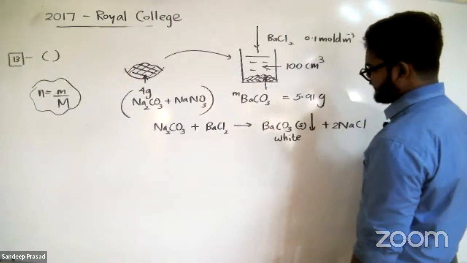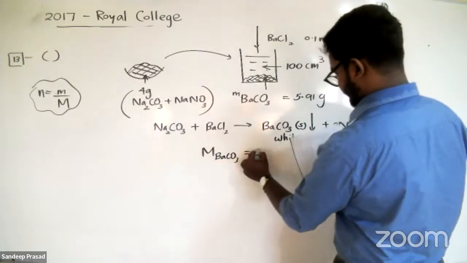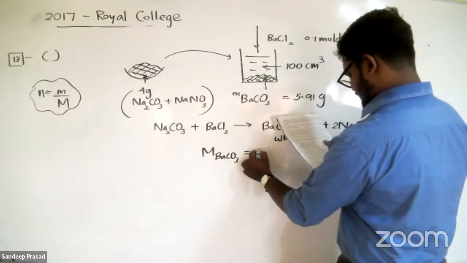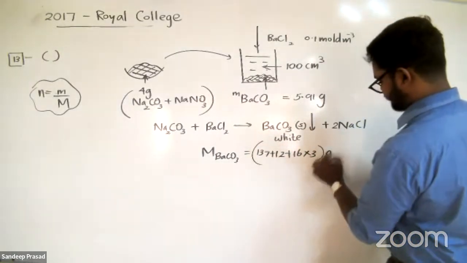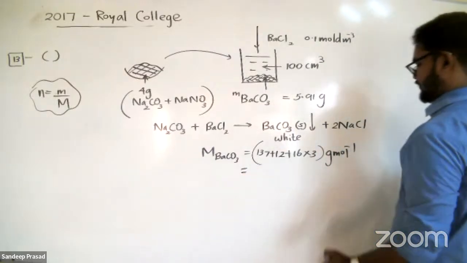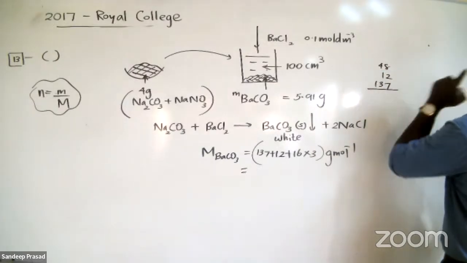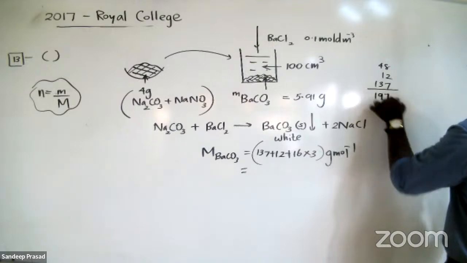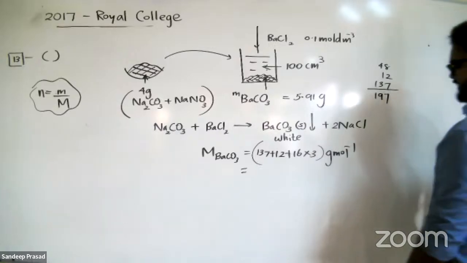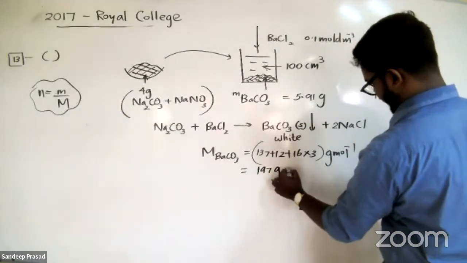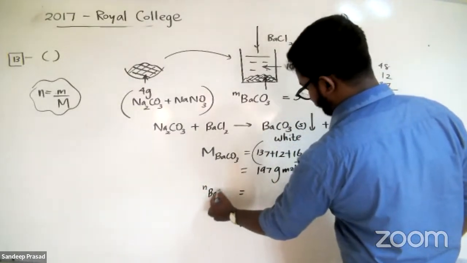Since the mass is given, let's find out the molar mass of barium carbonate. What is the molar mass of barium carbonate? Barium is 137, carbon is 12, oxygen is 16 times 3 grams per mole. And now get the summation. 16 times 3 is 48, plus 12, plus 137. So the answer would be 197 grams. According to that equation, can't you find out the number of barium carbonate moles?